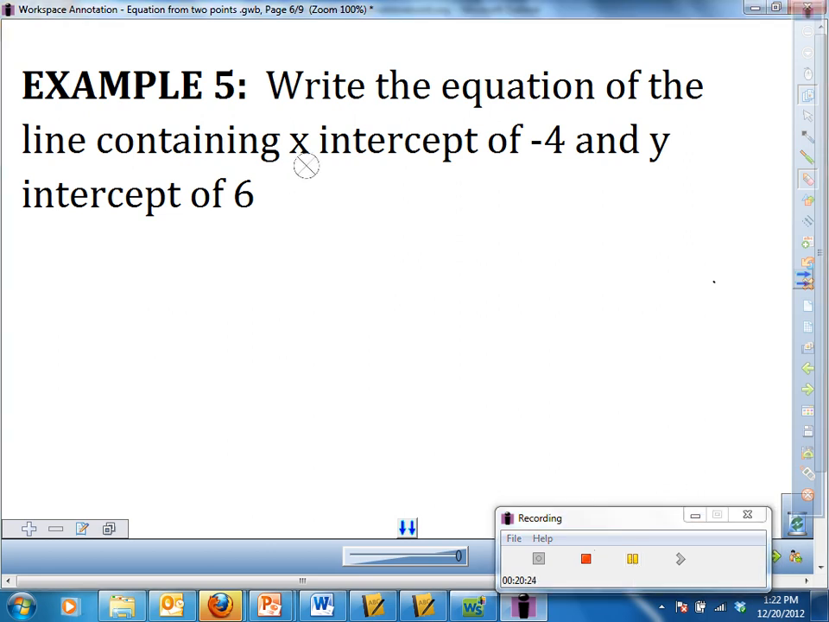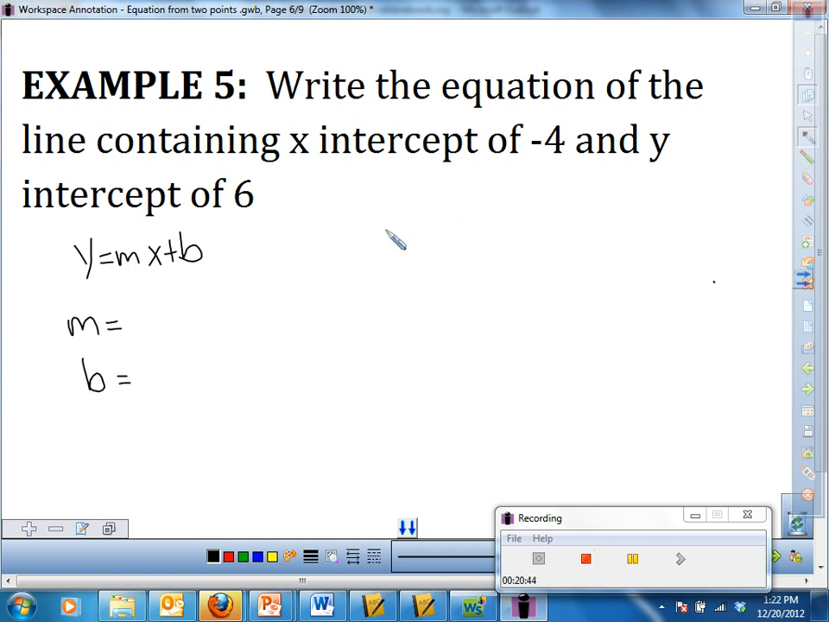Alright, we're going to do another example. Again, it says write the equation of a line containing an x-intercept of -4 and a y-intercept of 6. Alright, so we want to write the equation of a line. So we're going to write out y equals mx plus b, because that's what our equation should look like. And we know we need two things. Number 1, the slope, and number 2, the y-intercept.